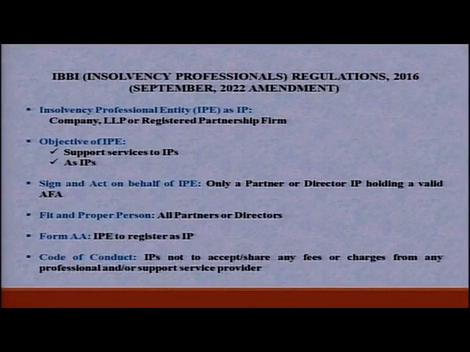Thereafter, one more amendment was made in the IP regulations, and it has been provided that IPs are not to accept or share any fees or charges from any professional or support services. It has been provided under the code of conduct.